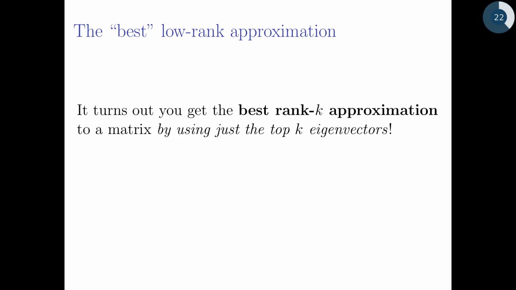Okay? So again, let's just kind of look at this here. The best rank 5 or rank 3 or rank 17 or whatever approximation to a matrix is what you get when you use the spectral theorem and you only use the top 5 or top 3 or top 17 eigenvectors. Okay? Now, you might ask, what does best mean? How do I know if it's the best approximation?